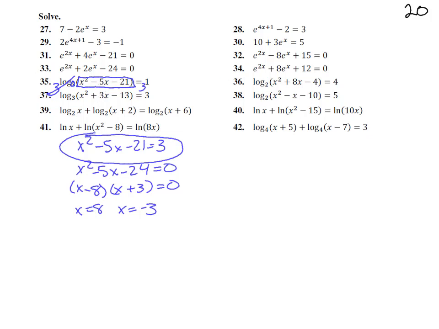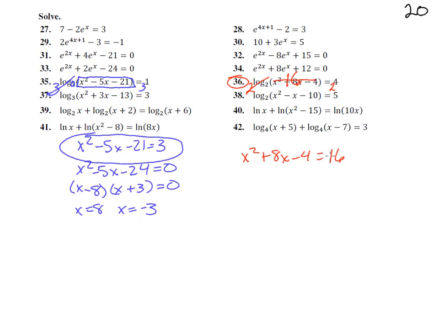So let's try it with number 36 now. Log base 2 of this equals 4. So we exponentiate by 2 on both sides. And we get x squared plus 8x minus 4 equals 2 to the fourth, which is 16. And notice we'll find the numbers here where this is a 16. And if that's a 16, we're going to be fine. We'll always take the log of a positive number.